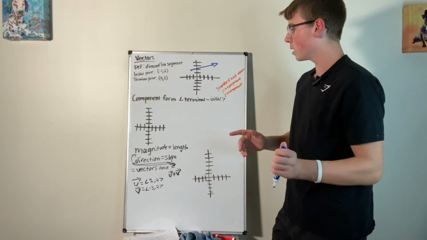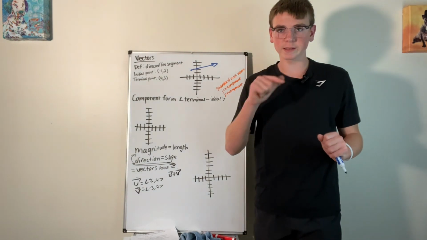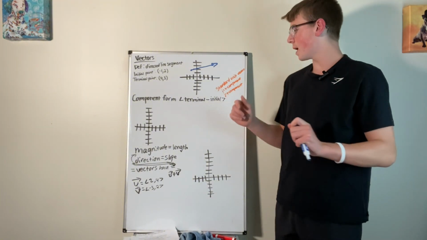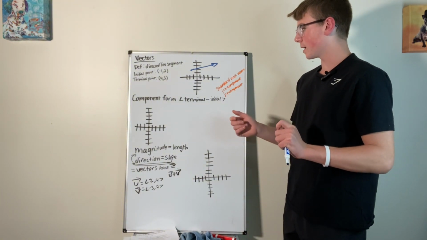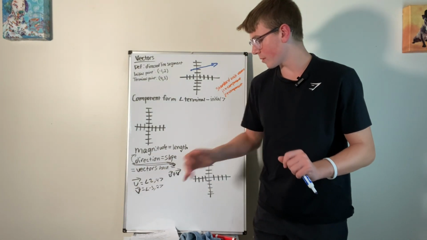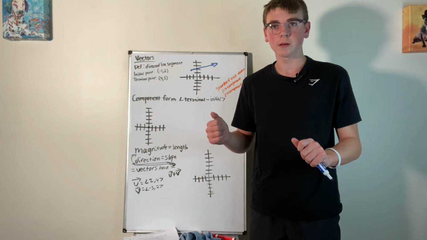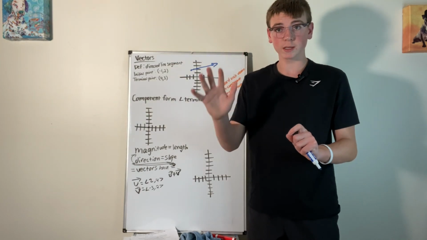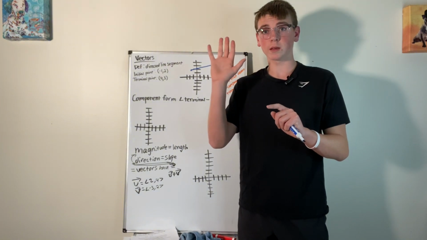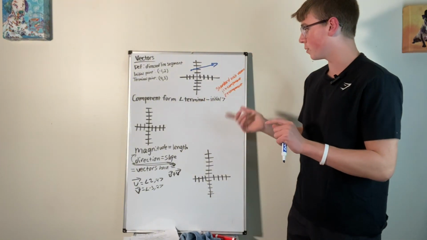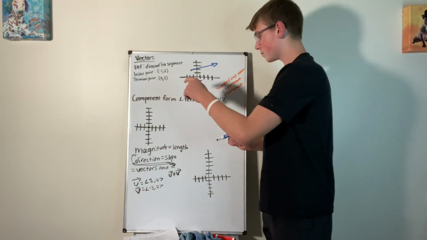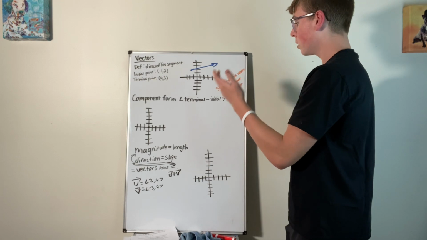Component form is where you put these little carets on the end, and you say, okay, terminal minus initial, and that will give you component form. So down here you'll see caret 2 comma 4 caret, meaning that you start at 0 as your initial point, and 2 comma 4 is your final point, your terminal point. So if we were to do this in component form, we would do terminal minus initial.